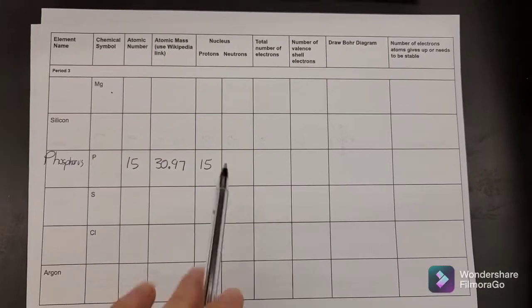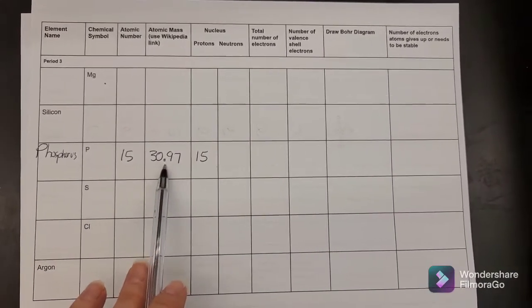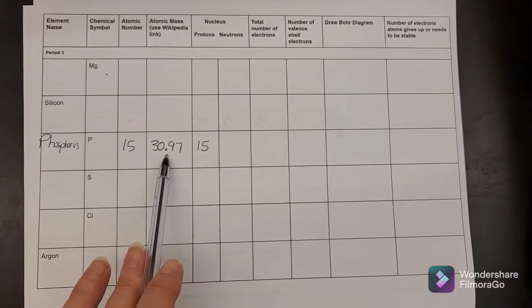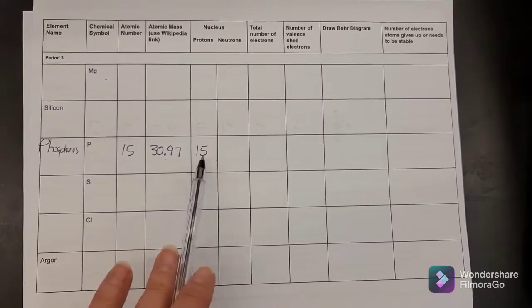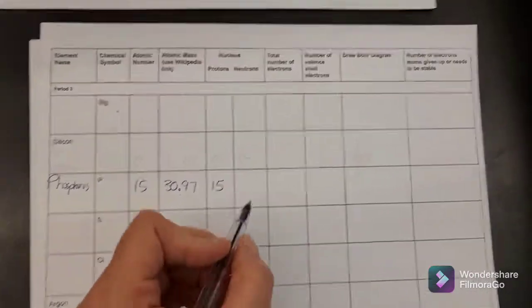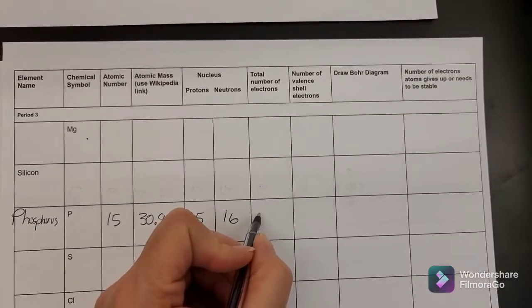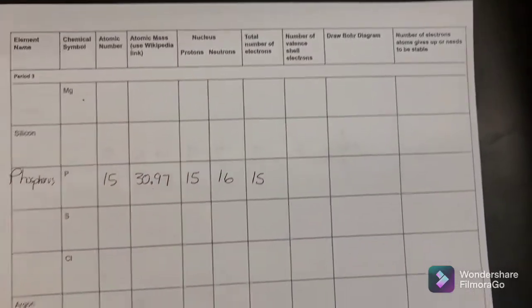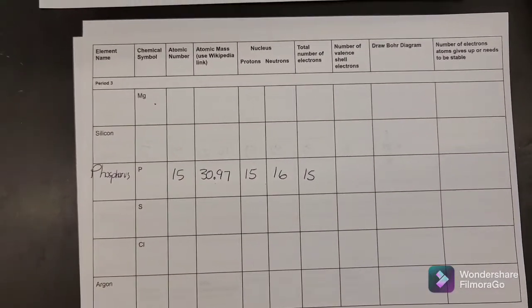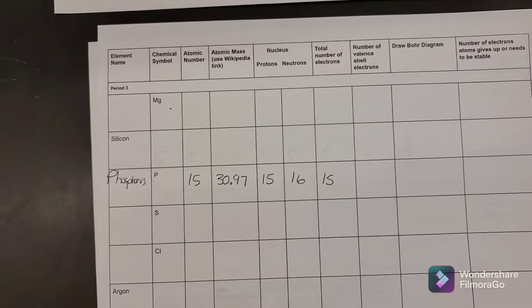All right, so now when we get to neutrons, remember, what do I have to do with the atomic mass? Good. So it'd be 31 minus 15. So how many neutrons? Good. Total number of electrons? 15. Number of valence shell electrons. So take a second, think about it, get it figured out.